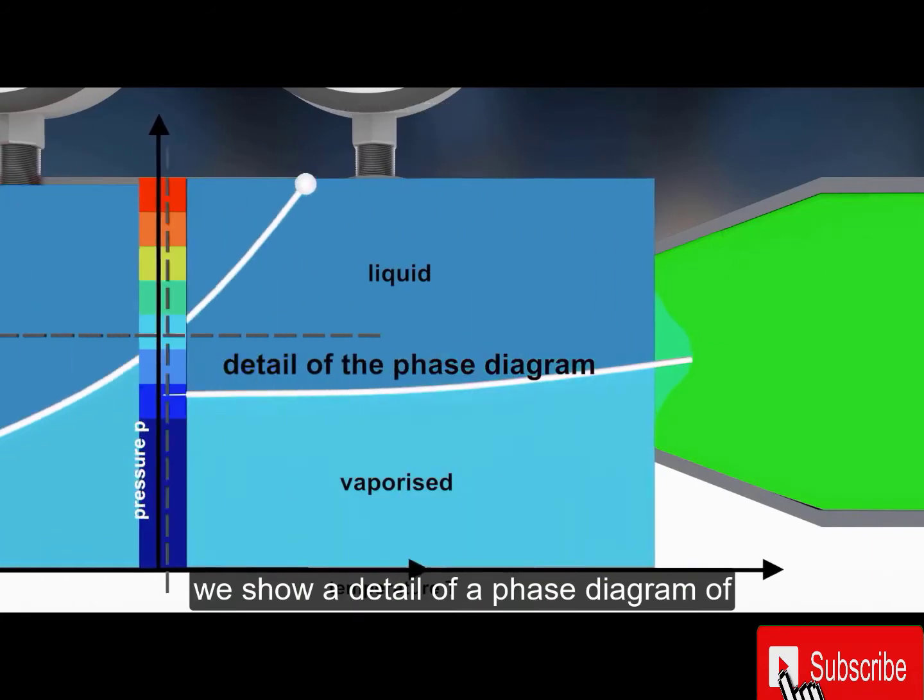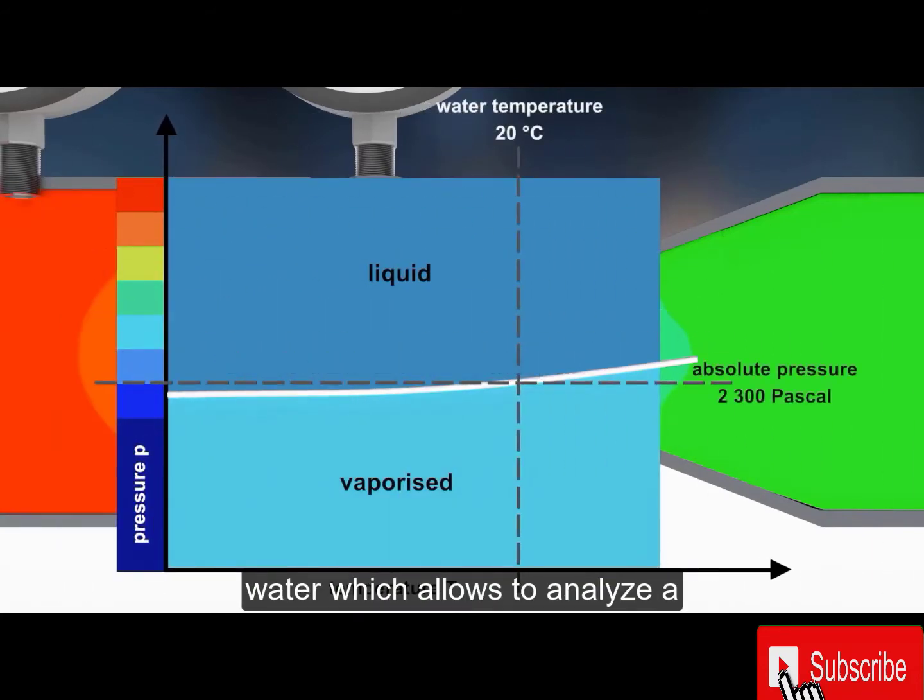We show a detail of a phase diagram of water, which allows us to analyze the situation in a narrow pipe section. The temperature of flowing water can be 20 degrees Celsius, which is a vertical line in the diagram. It crosses the vapor pressure line at an absolute pressure of 2,300 Pascal. As long as the pressure is higher, water remains liquid. If the absolute pressure decreases below 2,300 Pascal, water evaporates.